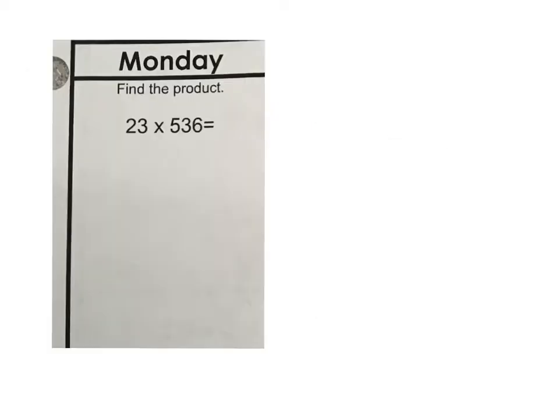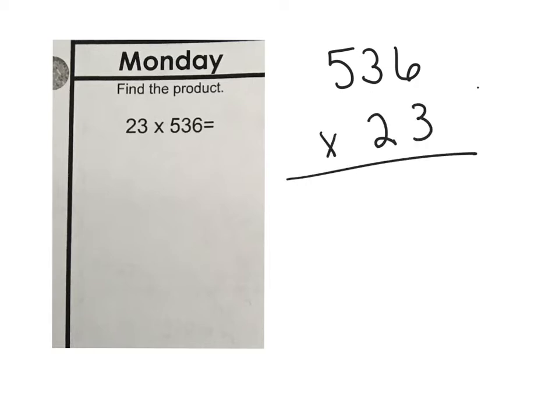Let's start with Monday, the first problem. So the problem is 23 times 536. So first thing I'm going to do is rewrite this. It does not matter which number you choose to put on the top. I just like to put the largest number. So remember, when you're multiplying, we do 3 times 6, which is 18, carry a 1. 3 times 3, which is 9, plus that 1 is 10, carry a 1. 3 times 5 is 15, plus that 1 is 16.